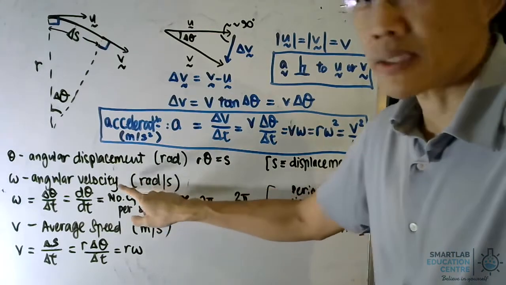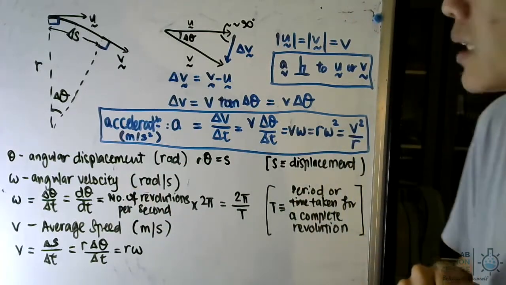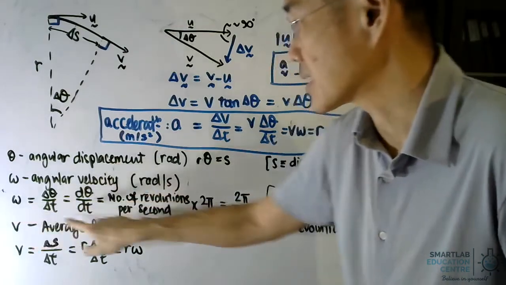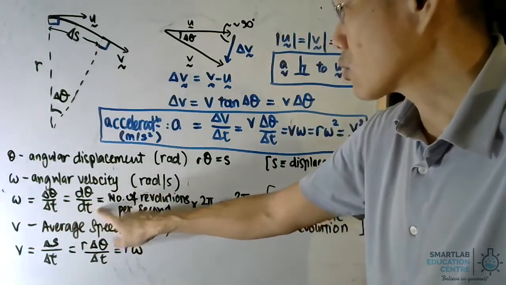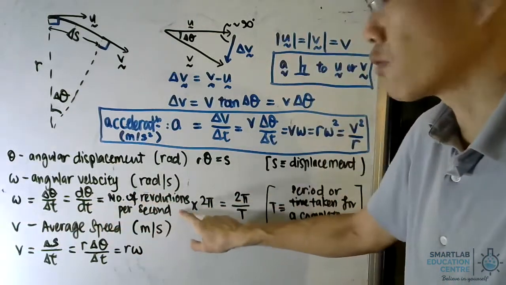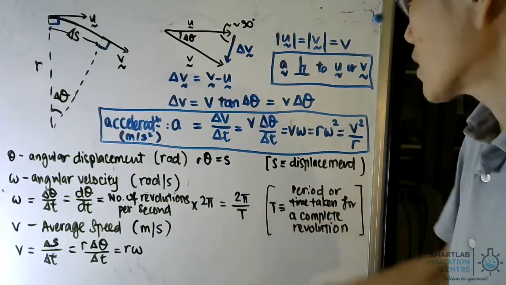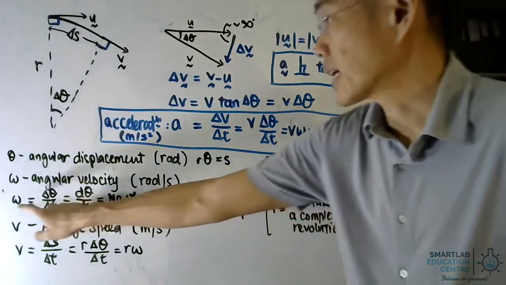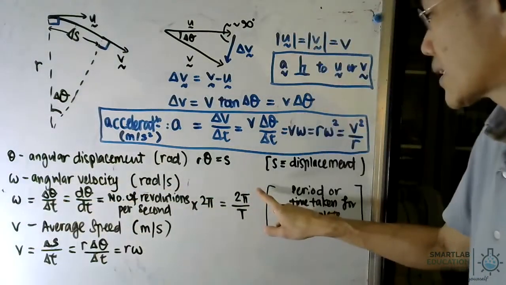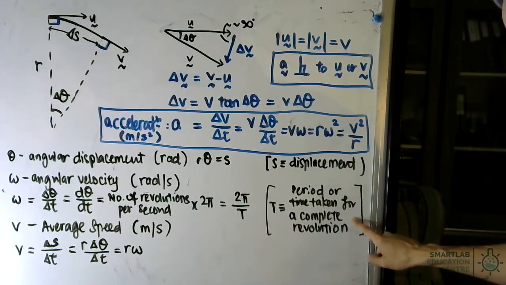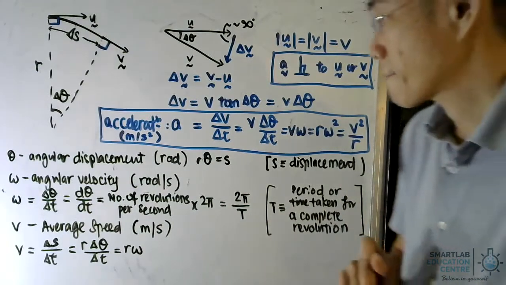Okay, now let's take a look at angular velocity. Angular velocity is defined as the rate of change of angular displacement, as indicated in the formula here. You could also calculate that by the number of revolutions per second multiplied by 2 pi. Or you can calculate the angular velocity by taking 2 pi divided by T, where T is the period, or the time taken for a complete revolution.